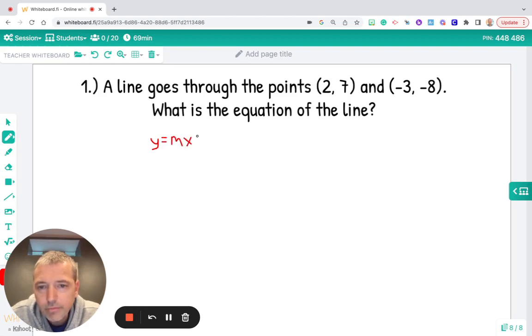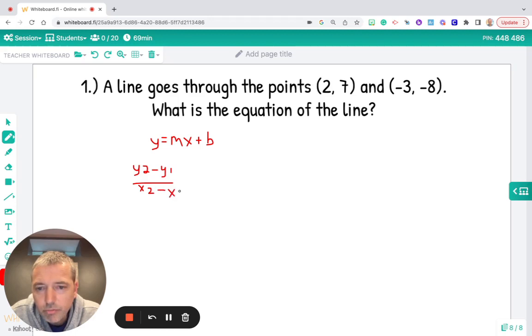Now, we don't have a graph. If we had a graph, it might be a little easier. We could graph it and look at the line and figure it out. But we're going to do it without a graph. So we're going to find the slope first. And we know that the slope formula is y2 minus y1 over x2 minus x1.